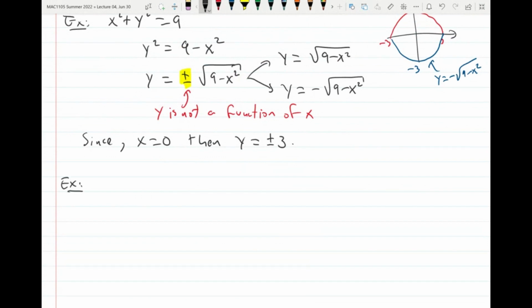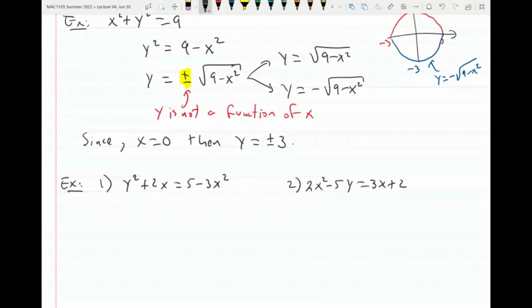Another example, let's see: y squared plus 2x equals 5 minus 3x squared, and 2x squared minus 5y equals 3x plus 2. So what I want you to do is to determine whether the relation defined by these equations is a function or not. That's what you need to do.